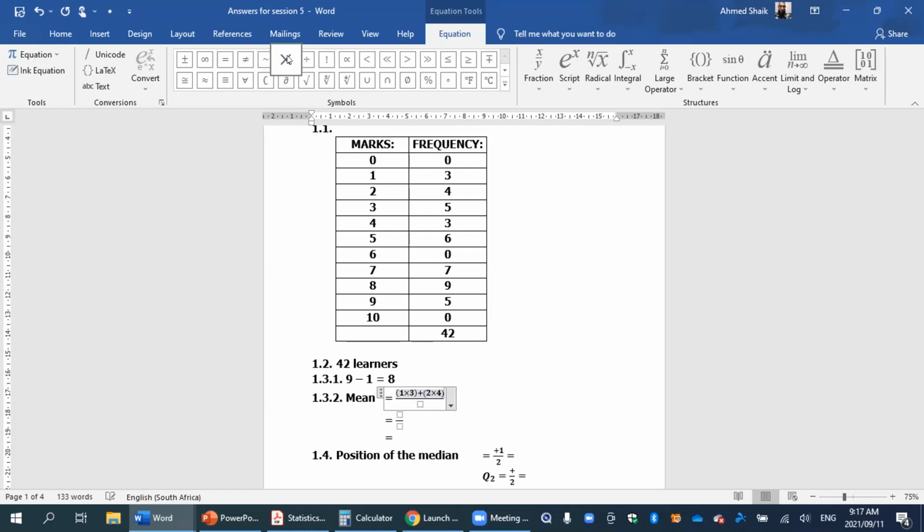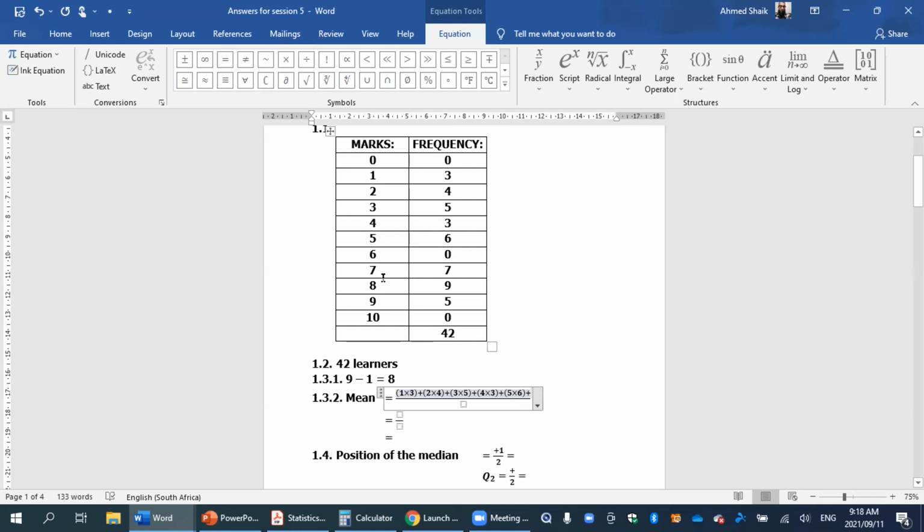Times 4. And if you're looking at our third set of values, we've got 3 times 5. So plus 3 times 5. And if you look at our next set, we've got 4 times 3. And if we look at our next set, we've got 5 times 6. So that's 5 times 6.